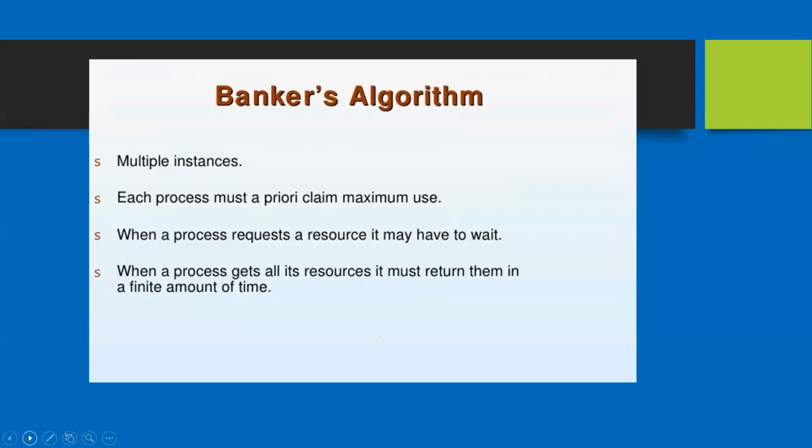Now, for deadlock avoidance, a famous algorithm is there. That famous algorithm is known as Banker's algorithm. Banker's algorithm is one of the famous algorithms. Have any one of you heard about Banker's algorithm earlier? No, ma'am. Okay. Since this is the first time you are studying operating systems, you might not have heard.